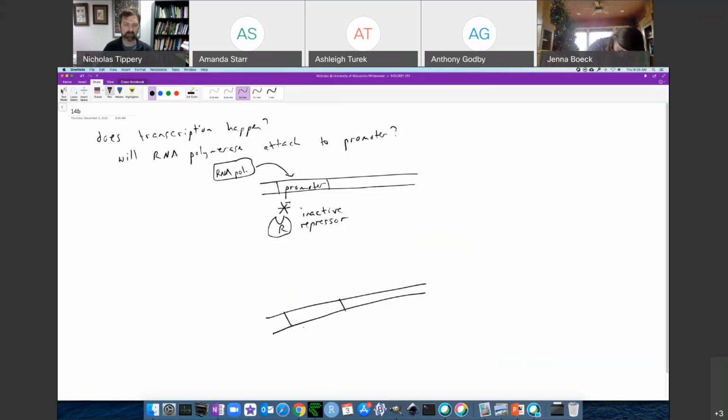Another way, if you have an activator, this would be a gene where the activator is required to get RNA polymerase involved.